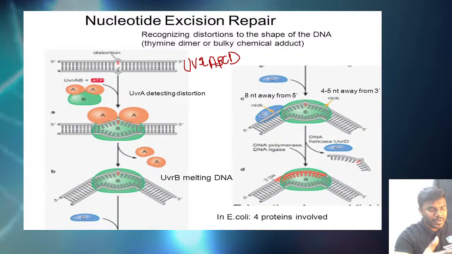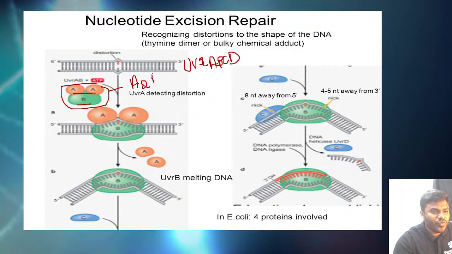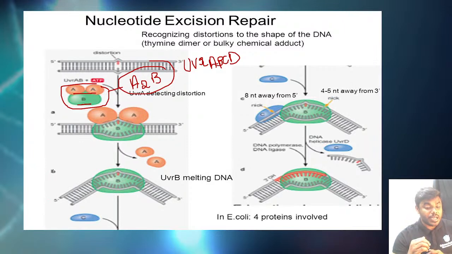First listen to me, I'll explain twice. There are two molecules of UVRA. How many? There are two molecules of UVRA, and friends, there is one molecule of UVRB. So what do we call this particular complex friends? We call this particular complex the UVRA2B complex.